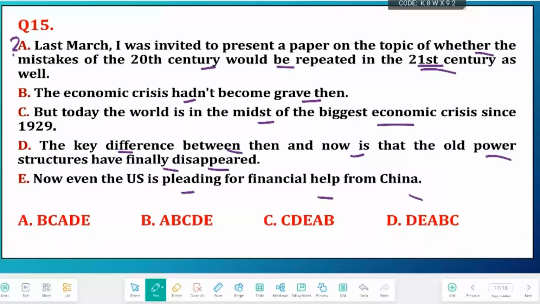Now the economic crisis hadn't become grave then. Then, matlab this last March. Okay, so cannot be our first statement. Eliminate this. But today, now in statement C, we are having but. What is but? But is a contrast conjunction. Cannot be our first statement. Eliminate this.